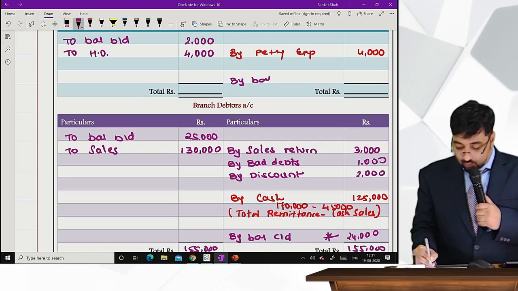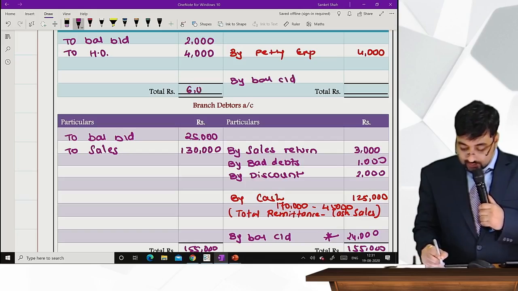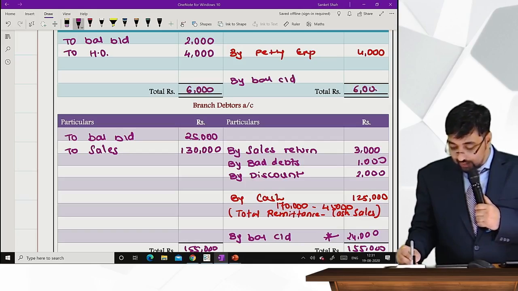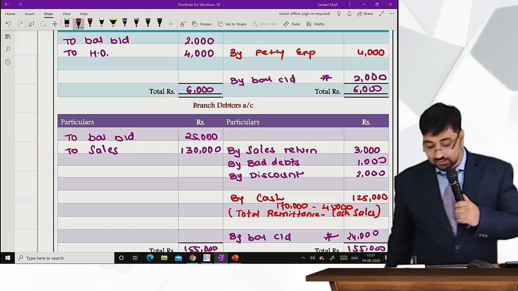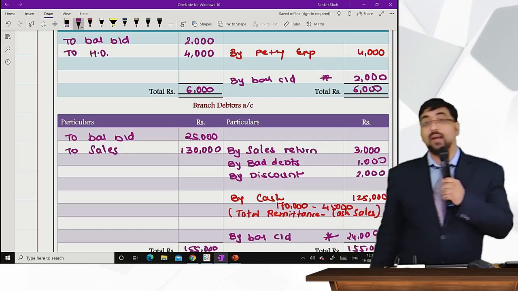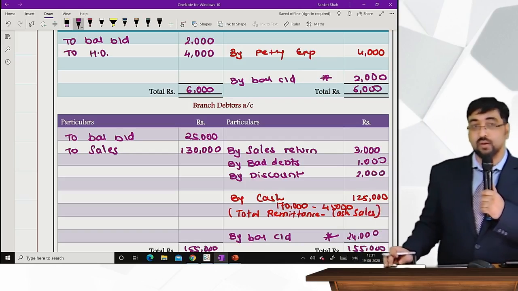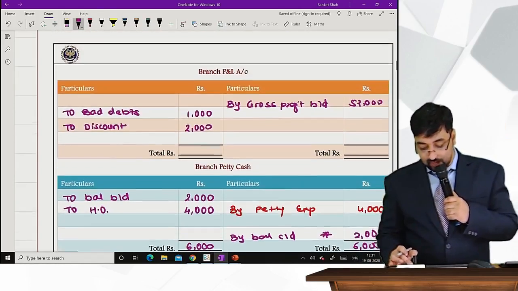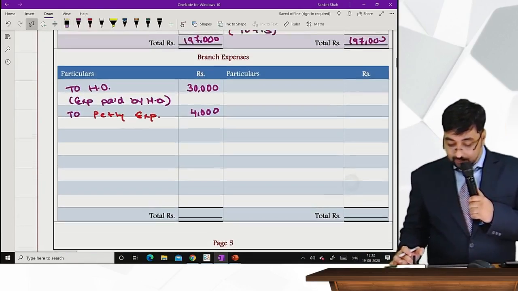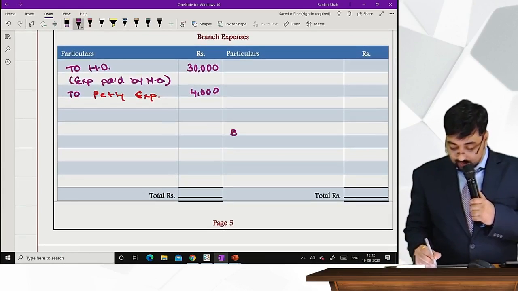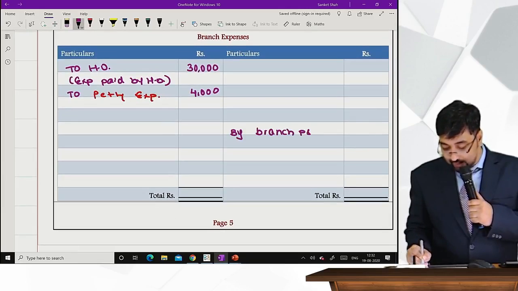By balance carried down for petty cash. Petty cash is 6,000, and here the balancing figure is by balance carried down. Please give star marks to the balancing figure every time. By balance carried down, give an asterisk mark for every balancing figure. By balance carried down 2,000, and then I'm getting branch expenses total, which I will transfer to branch P&L.